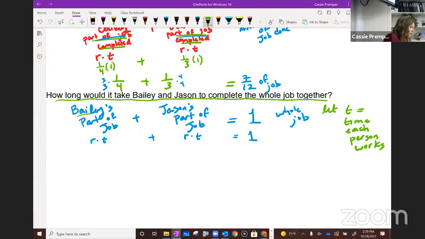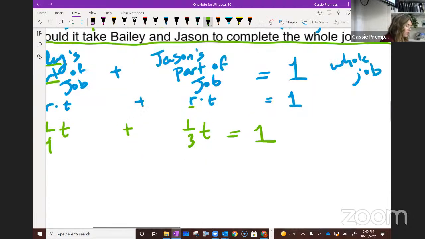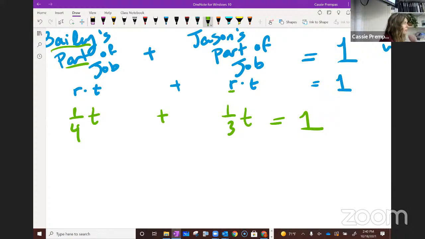Again, what is Bailey's rate? 1/4? What is Jason's rate? 1/3? Well, I'm looking at 1/4 times T plus 1/3 times T has to equal 1. I don't know what T is. That's what I'm solving for, is what is the time that each person has to work to complete the whole job together, equal to 1. It's one job. So I want them to complete the entire job together.